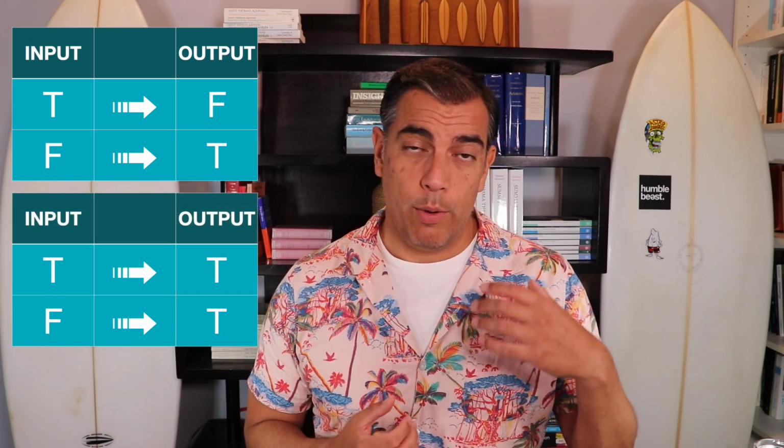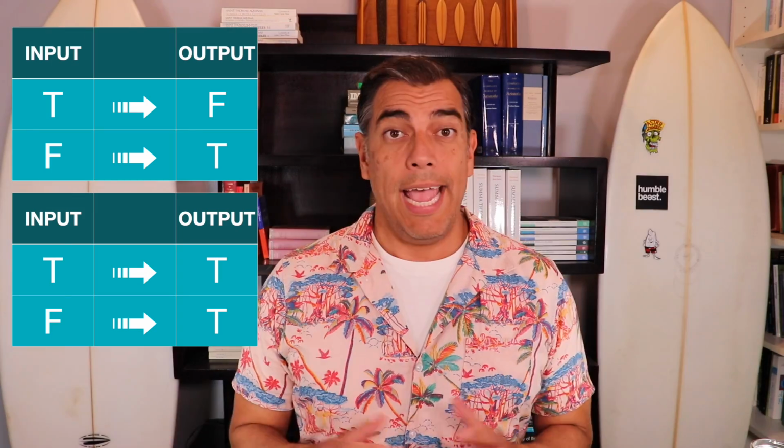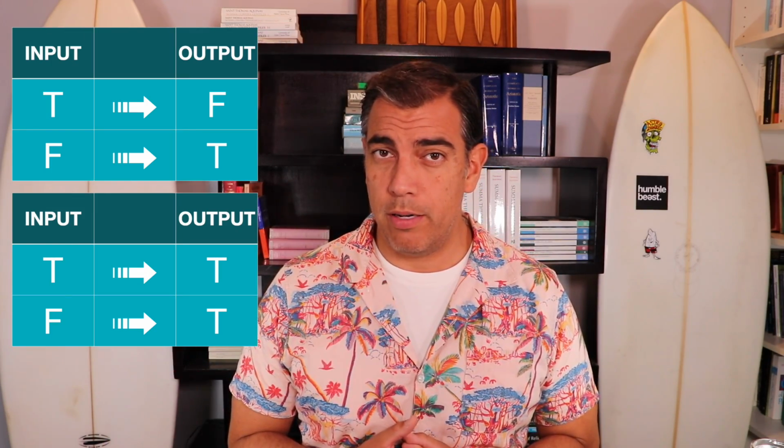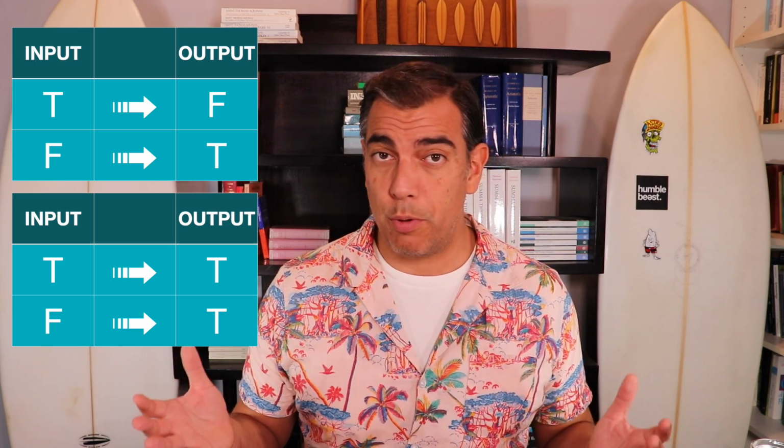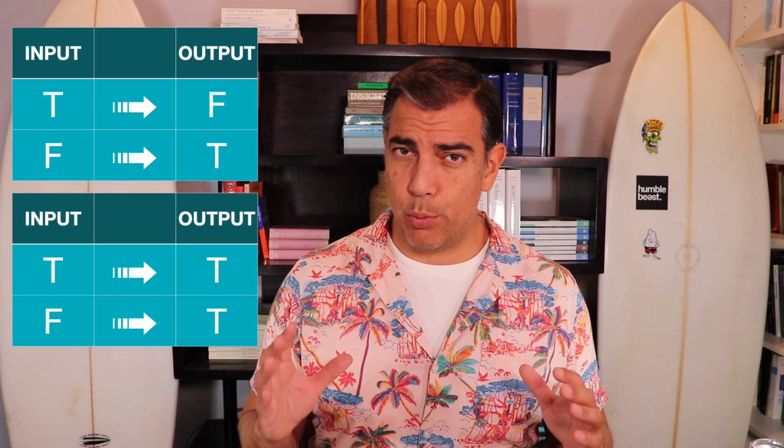Here's another one. Every time you get a T, you assign a T. Every time you get an F, you assign a T. And since we have 2 inputs and 2 possible outputs for each input, we would have 4 different possible functions here. Now, just like our fruit function, we can name each one of these functions just so we know what we're talking about.